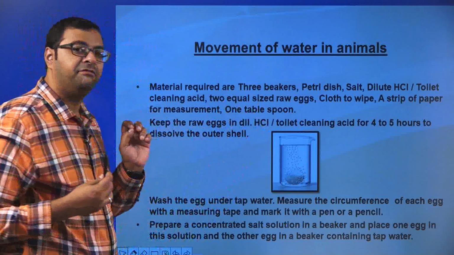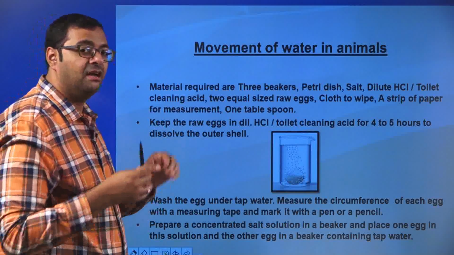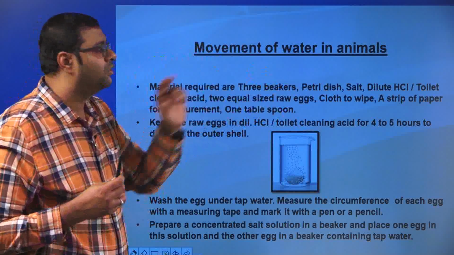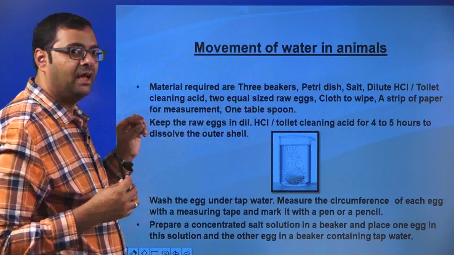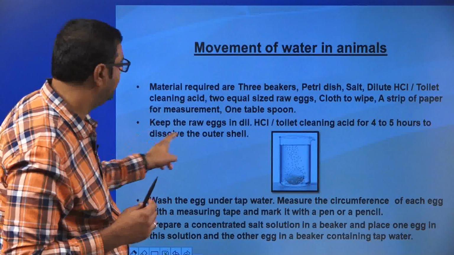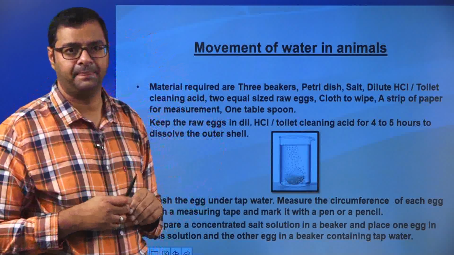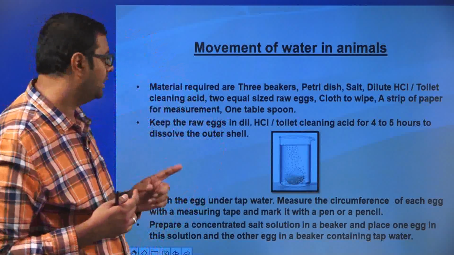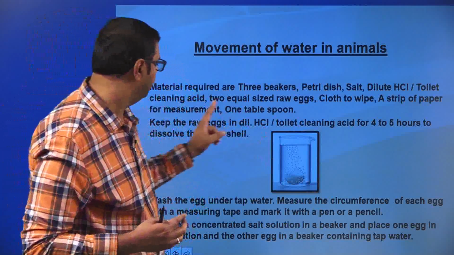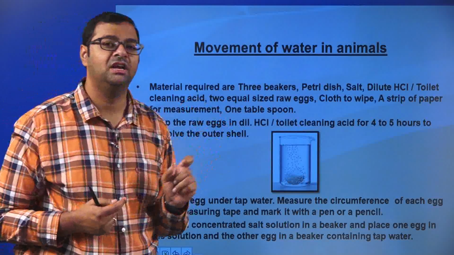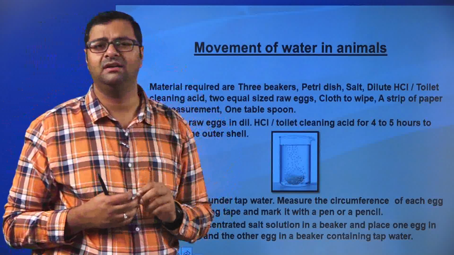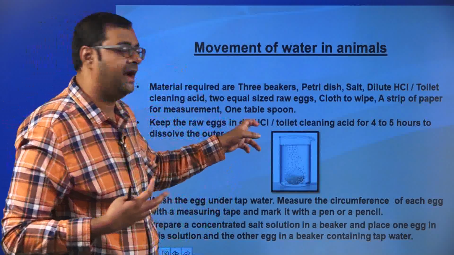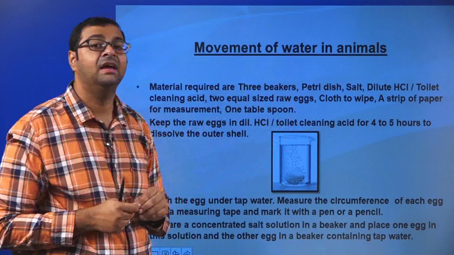Now the first step in this experiment is we take dilute hydrochloric acid or floor or toilet cleaning liquid, and then into that we add our egg. Now when we are adding the egg into it, what will happen? The hydrochloric acid will dissolve the outer shell of the egg. You know that eggs are generally white in color, so that shell is getting dissolved because of the hydrochloric acid or the toilet cleaning acid.